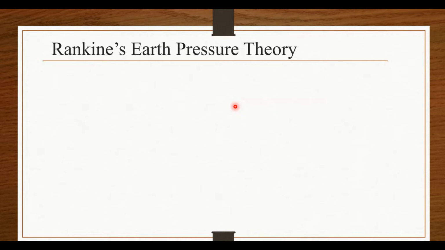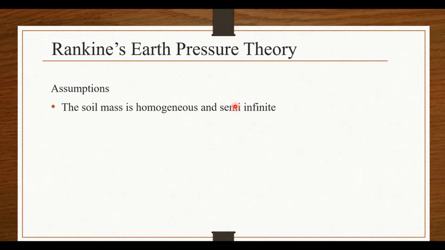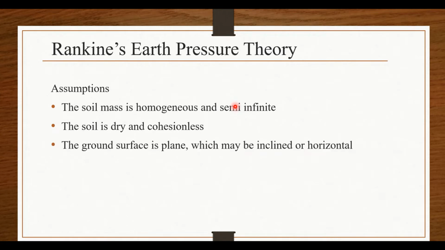Fine. In order to compute how much is the active earth pressure acting behind a retaining wall, Rankine has proposed his earth pressure theory. Let us see the assumptions on which Rankine's earth pressure theory is constructed. The basic assumptions are as follows. The soil mass is homogeneous and semi-infinite. And soil is in dry and cohesionless condition. And the ground surface is plane, which may be either inclined or mostly horizontal.